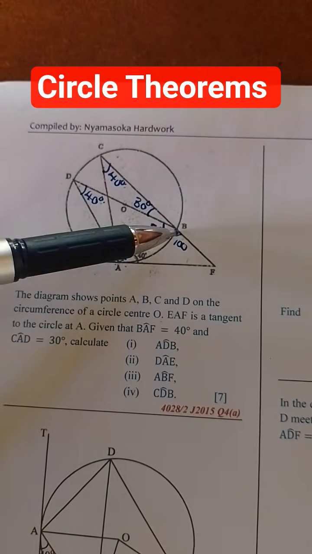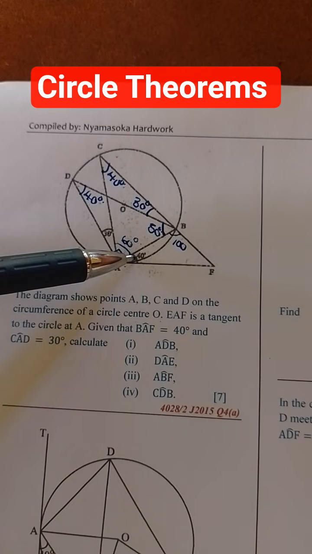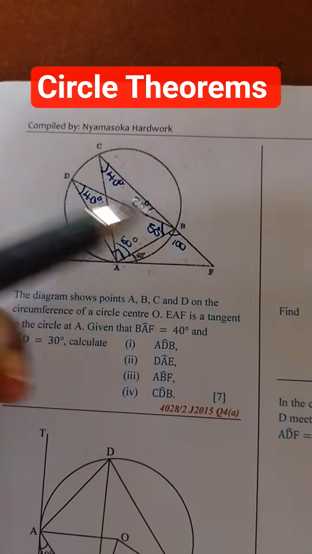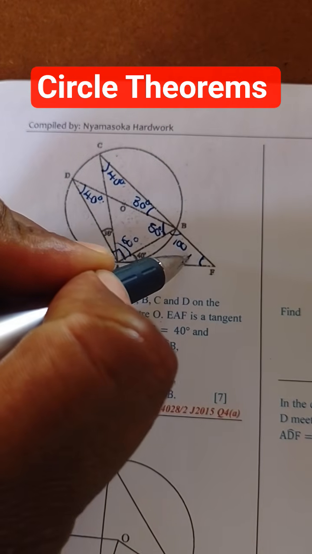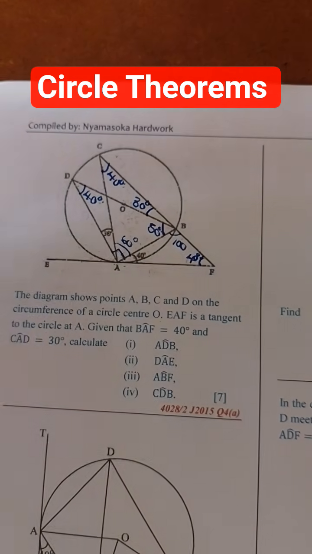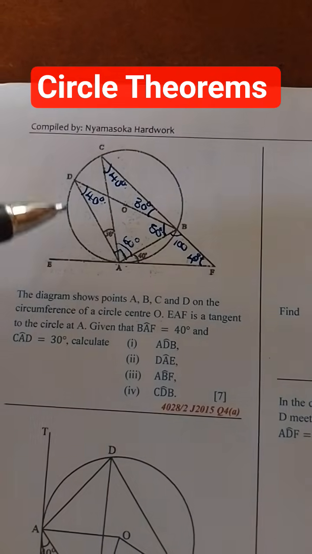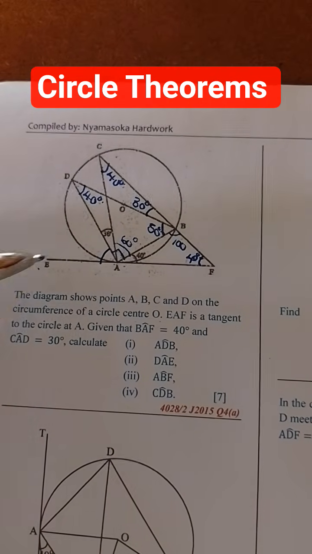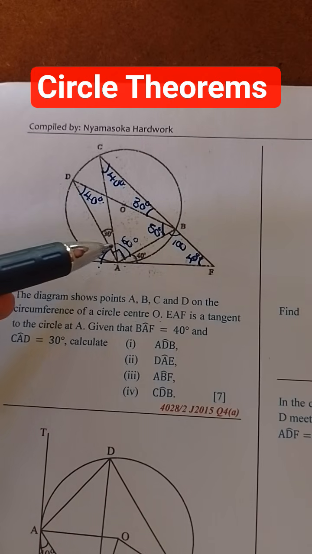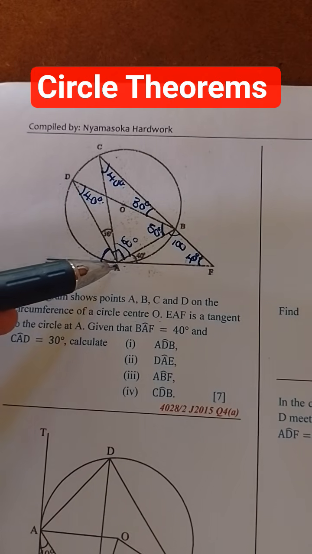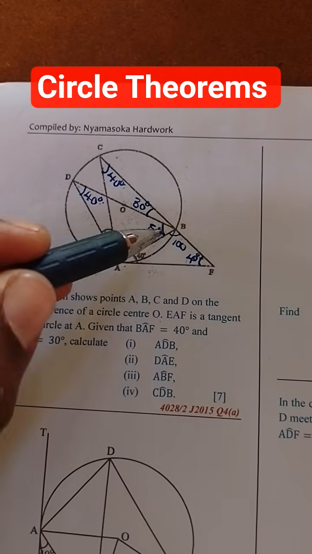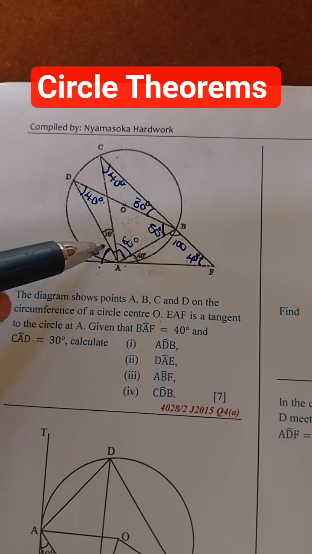So if this is 100 plus this 40, we are going to get 140. From 180, ABF is a triangle. So from 180, we get a 40 there. So, and we have this angle, DAE. This is equal to the angle in the alternate segment subtended by AD, which is 50 degrees.